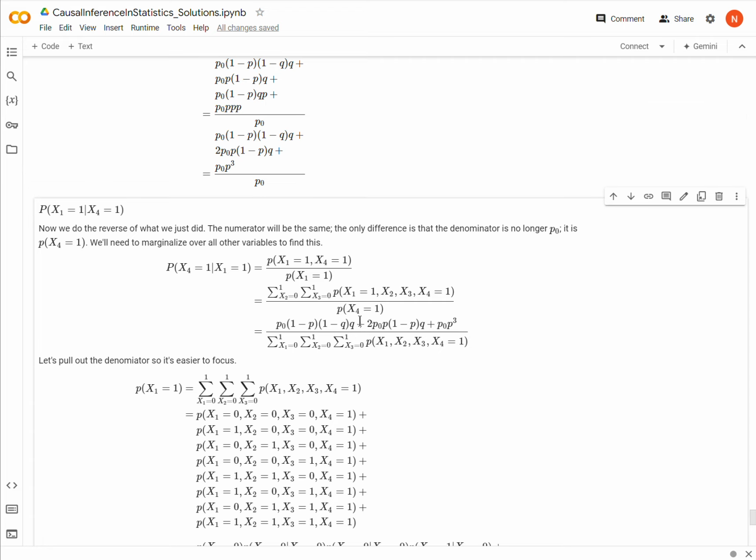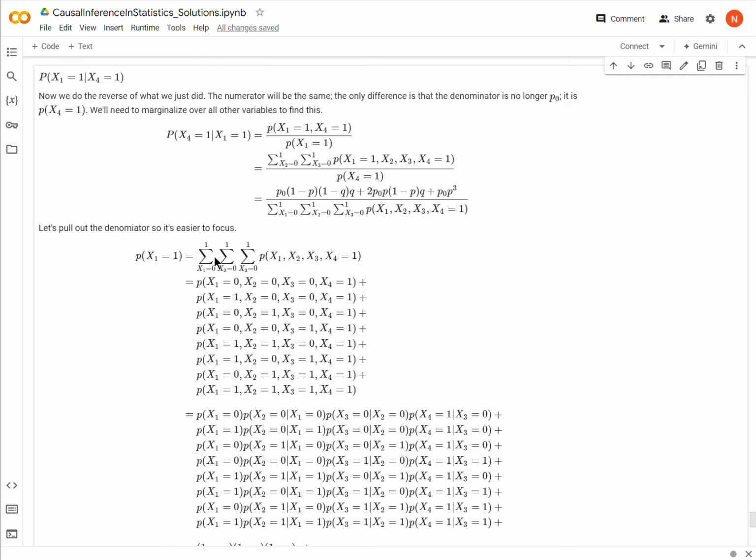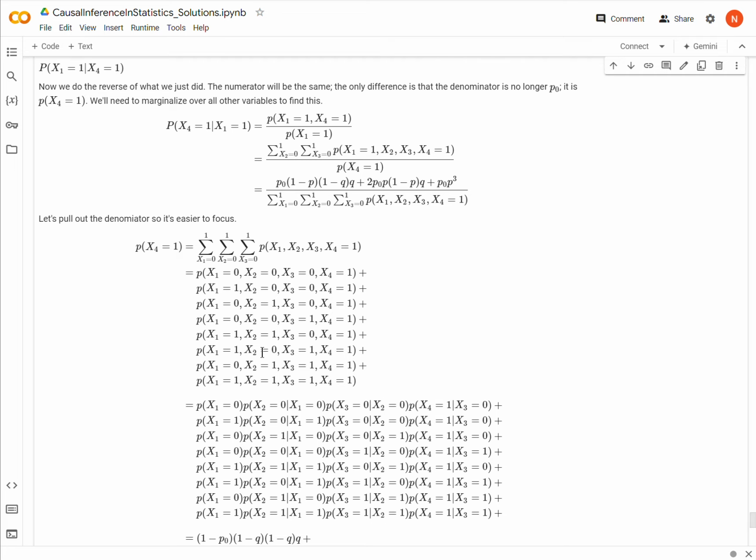Okay, and so how do we find that? Well, we have to marginalize over every variable that is not included in, oh, that should be probability that x4 equals 1. Let me fix that. Okay, so we need to marginalize out every other variable. So that's what this is. Again, I can decompose this into all of the joint probability distributions for every combination of x1, x2, and x3, where x4 is always equal to 1. Okay, and so that's what I've done here.